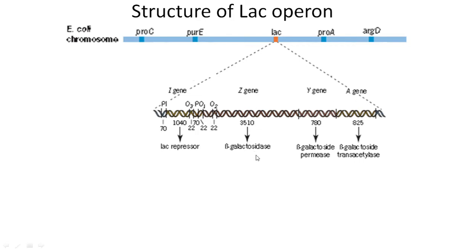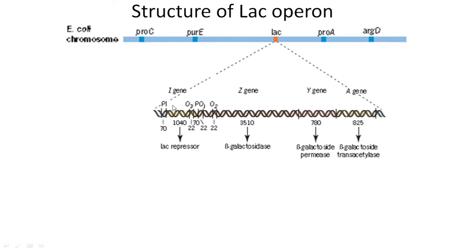Z is responsible for beta galactosidase synthesis, Y is responsible for beta galactoside permease or Lac permease synthesis, and the last one, the A gene, is responsible for beta galactoside transacetylase synthesis. These are 3 structural genes consecutively present one after another and regulated by a single regulatory element comprising the operator and promoter. There are 3 operators over here, O1, O2, O3, but when Jacob and Monod described it, they described only one operator, that is O1. Later on, O2 and O3 were also found to be part of this system.